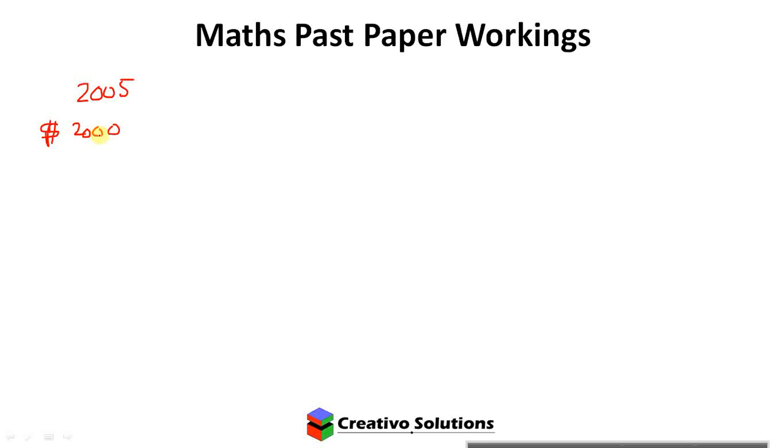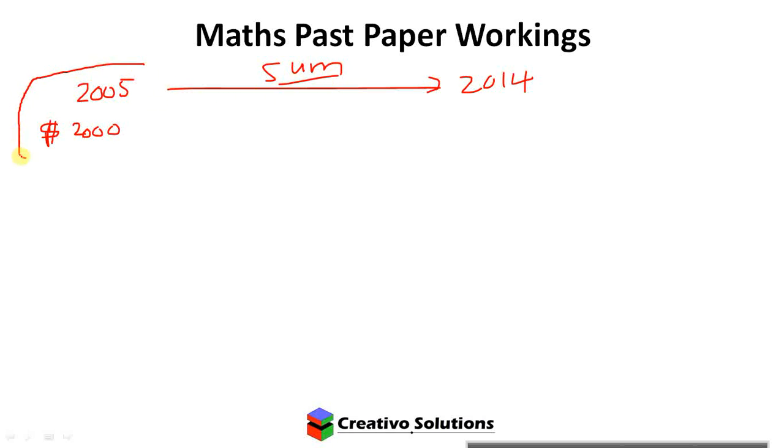Find the total amount allocated in the years 2005 all the way through to 2014. Okay, so they want to know what the sum is. That's what they're asking you to do. So they tell you this, and then they tell you that every year it's going to be plus 2.5% of the previous year's amount. So every year you're going to be adding 2.5%, 2.5%, 2.5%, 2.5%.